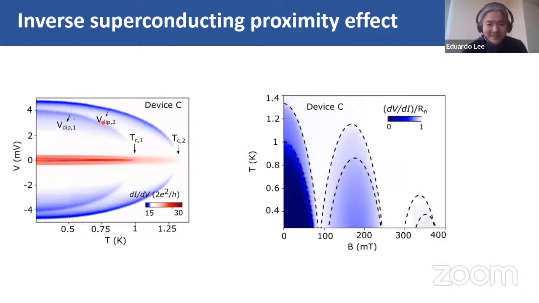Once we characterize the different critical temperatures and the dips, like we did for the previous devices, we can again get a very good correspondence with the measurement of the resistance of the device. So we again get a very direct fingerprint and understanding of how the device works.